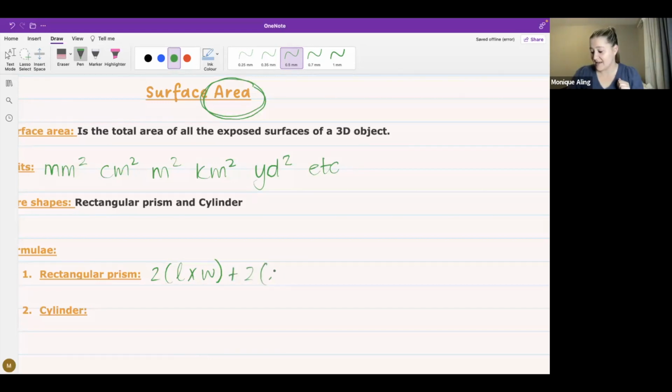2 times length times height. So if we look at the front of the tissue box and the back of the tissue box, we've got our length and our height, and I times it by 2 because it's the front side and the back side of the tissue box. So that's 4 sides we've accounted for now, plus 2 times width times height. So that would be the side of the box, the width times the height, and I times by 2 because there's a side on this side and on the other side.